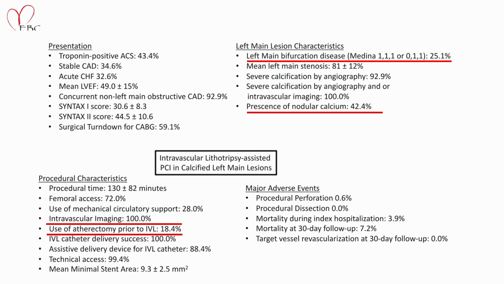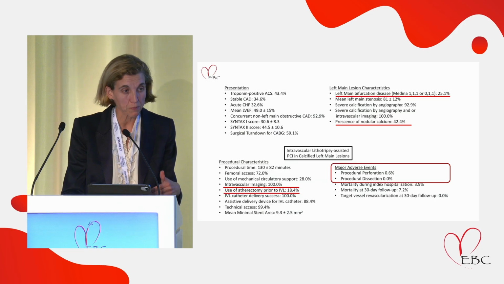There was a left main bifurcation lesion, but only in 25% of the cases. The presence of nodular calcification in left main was 42%. They used intravascular imaging in all the cases. They combined rotational atherectomy and IBL in 20% of the cases, and you can see that was safe because procedural perforation was really low, procedural dissection was 0, and the follow-up events were really good. But it's retrospective information.